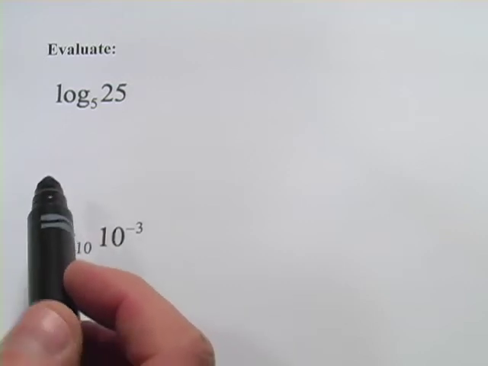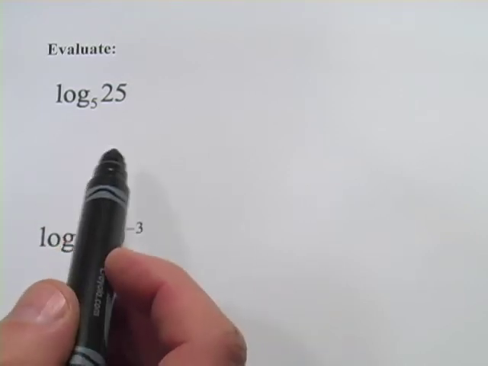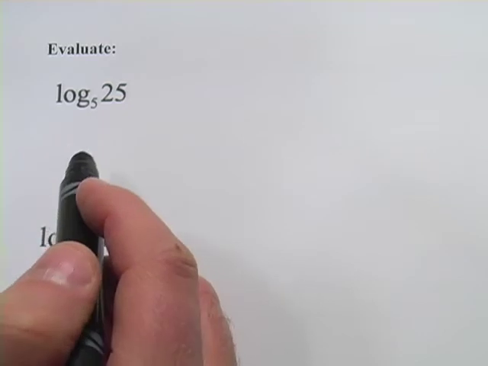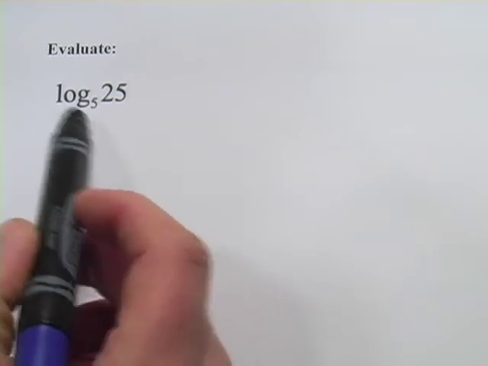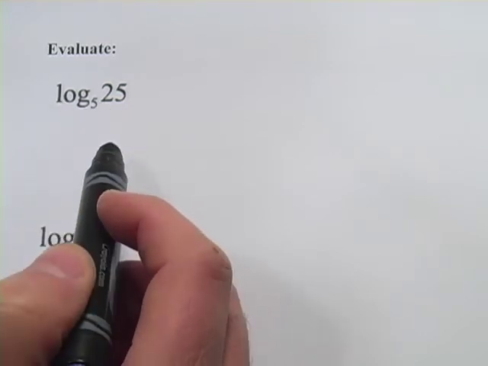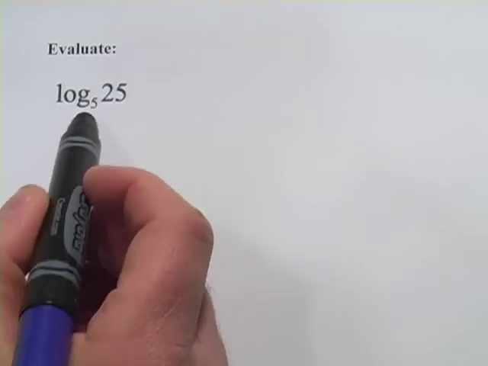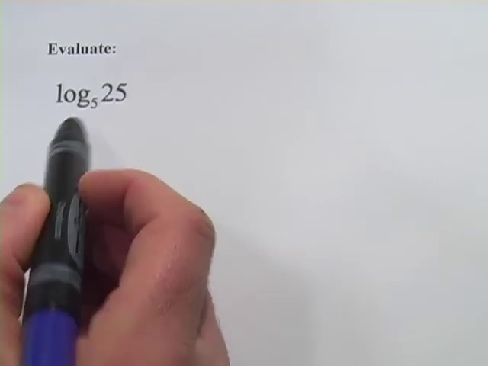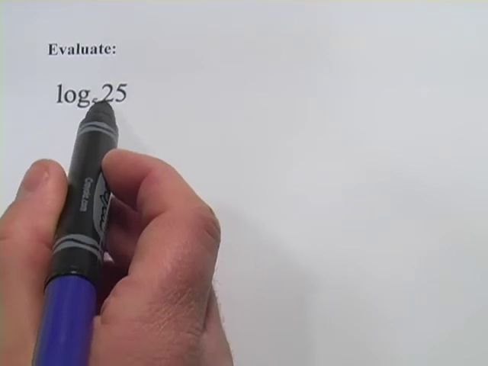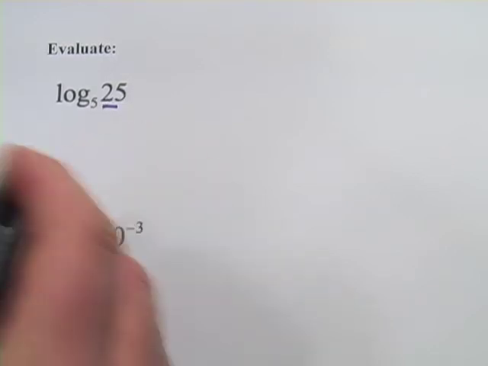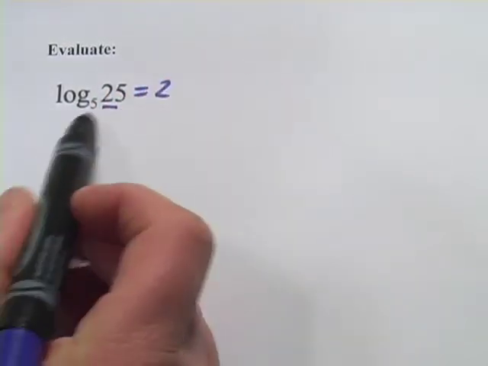Here we're evaluating some logarithmic expressions. And just as a refresher on logarithms, when we have something like log base 5 of 25, what that's really saying is, if you take 5, what power do you raise it to get 25? Well, that's clearly 2, because 5 squared is 25.